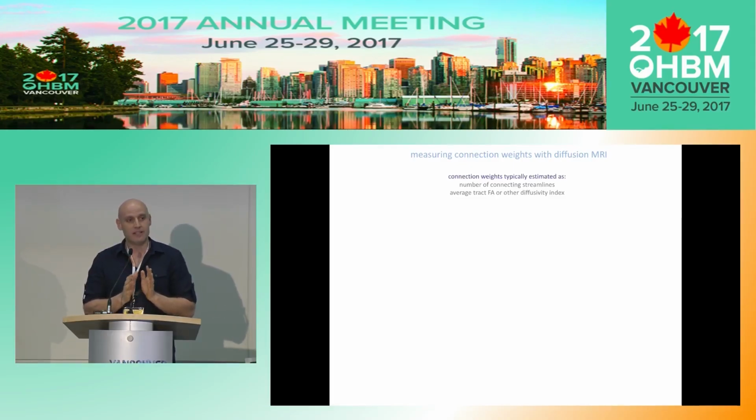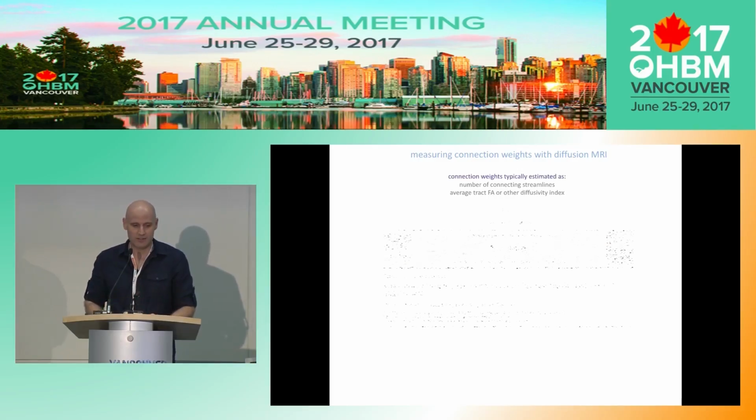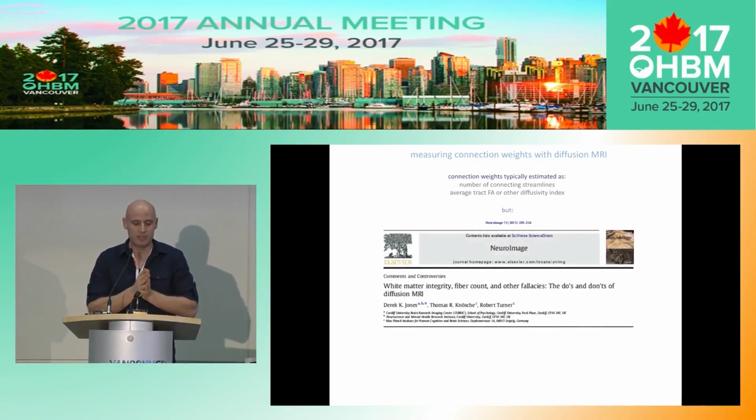Now, these are very indirect measures of connectivity. So streamlines are not the same as axons, right? And our ability to reconstruct tracks depends on a lot of factors that aren't necessarily related to the physiological strength of a connection between regions. For people who are interested in working in this field, I highly recommend reading this paper by Derek Jones that goes into the subtleties and complications of using diffusion MRI to measure anatomical connectivity. And it's important to keep these limitations in mind.